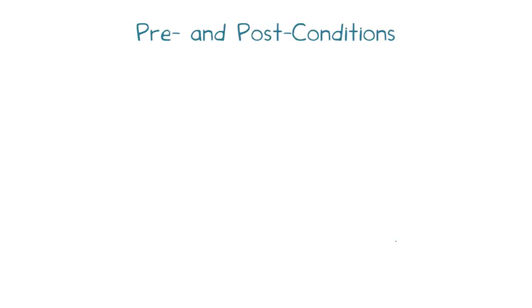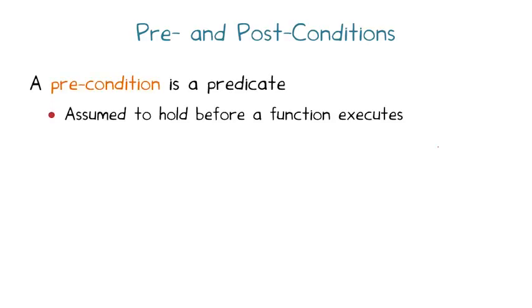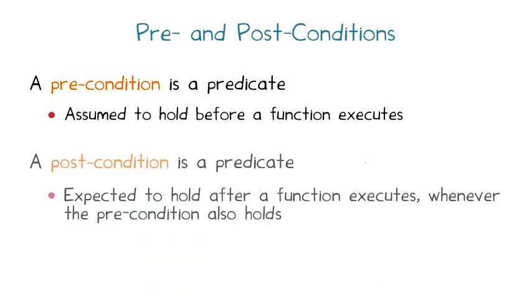So let's start by looking at how to define the specifications for a program. Let's look at a very general specification mechanism called pre and post conditions. A precondition is a predicate that is assumed to hold before the execution of some function, and a post condition is a predicate that is expected to hold after the execution of a function whenever the precondition also holds. Pre and post conditions can be considered as a special case of assertions, which we saw in the first lesson.